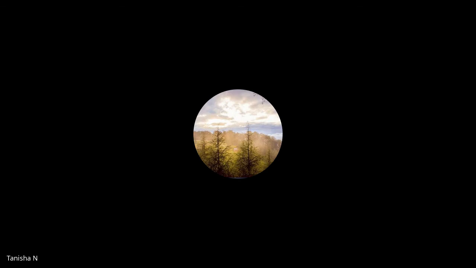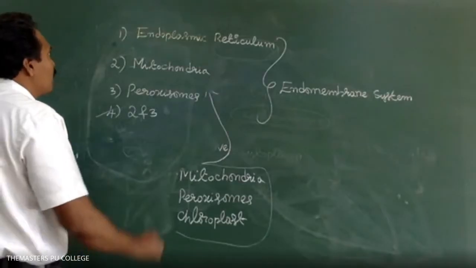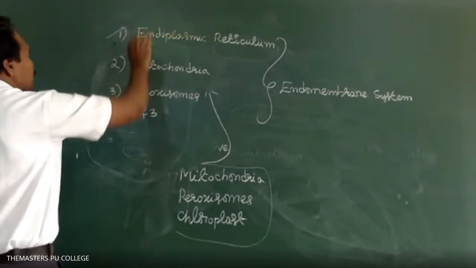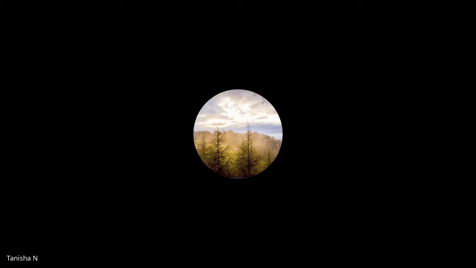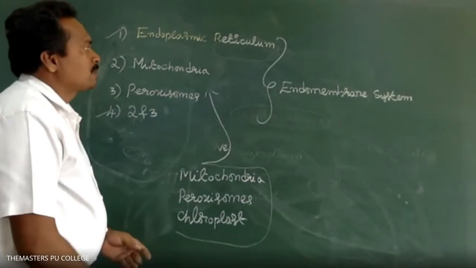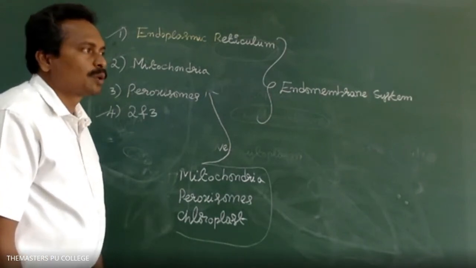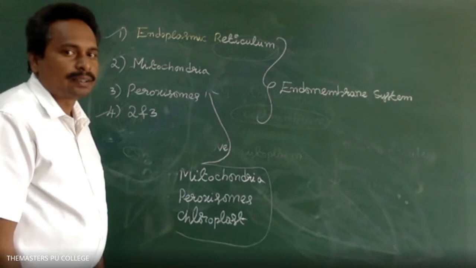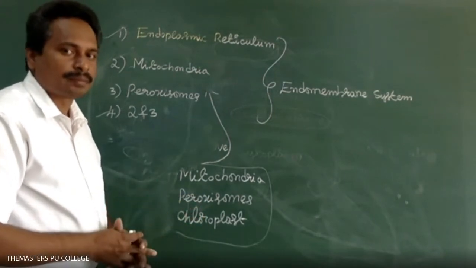Which of the following organelles is included in the endomembrane system? Option 1, endoplasmic reticulum. Very good. Option 1 is the correct answer. So what is the endomembrane system? Endomembrane system means some of the cell organelles' functions are coordinated with each other. So such cell organelles are collectively known as the endomembrane system.